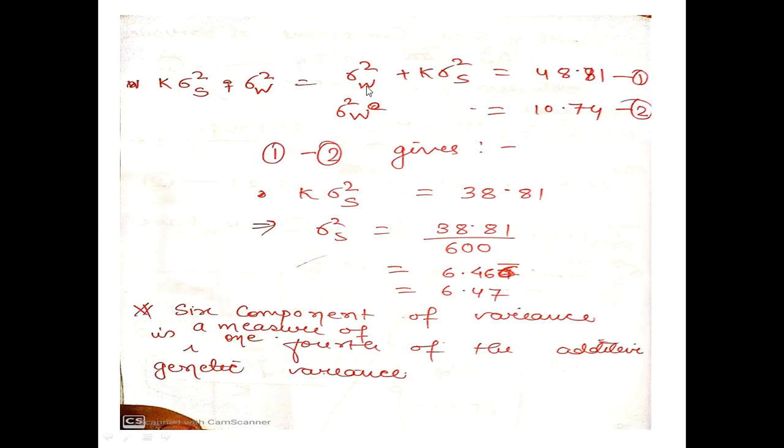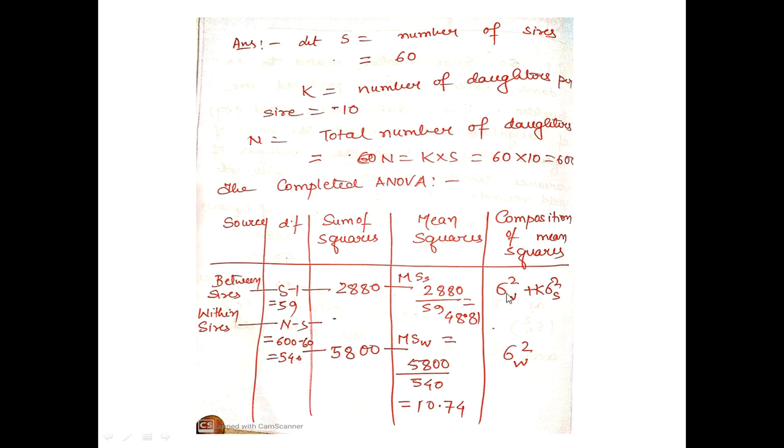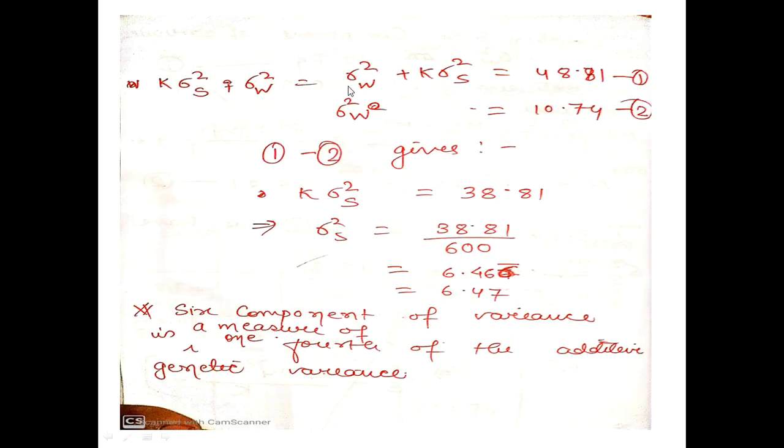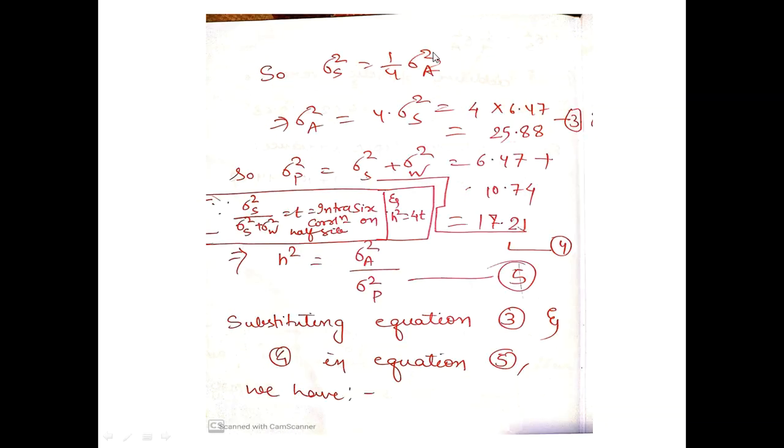See how? First equation, just copied from this ANOVA: sigma square W plus K sigma square S is equal to 48.81. Second equation: sigma square W is equal to 10.74. Equation 1 minus 2 gives K sigma square S is equal to 38.81, which means sigma square S is equal to 6.47. The sire component of variance is a measure of 1/4 of the additive genetic variance. We have already discussed in the last question that sigma square S is 1/4 sigma square A. It means that here sigma square A is equal to 4 times sigma square S.